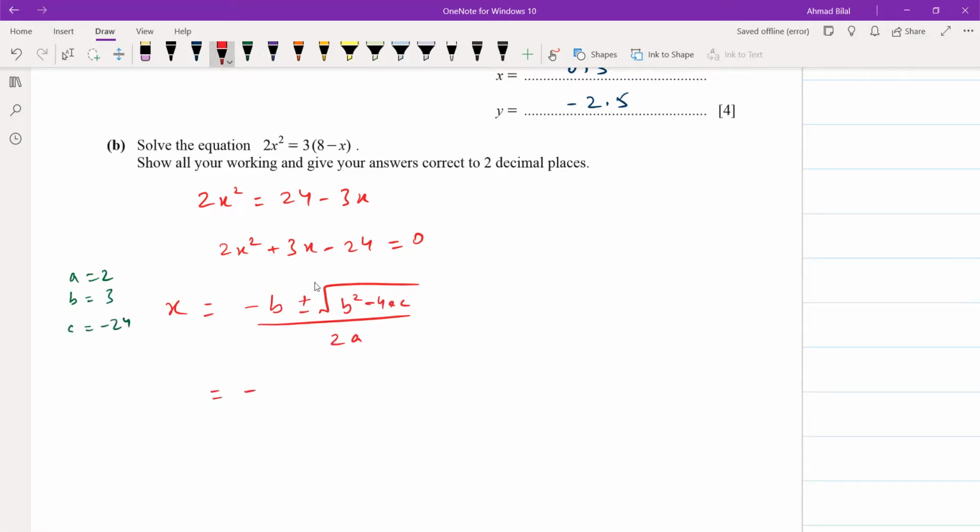So what do we get from this? We get minus 3 plus minus square root of 3 square minus 4 into 2 into minus 24 divided by 2 into 2. Yeah, आप देख लेंगे, you'll get 2 values from there. You can check what they are.